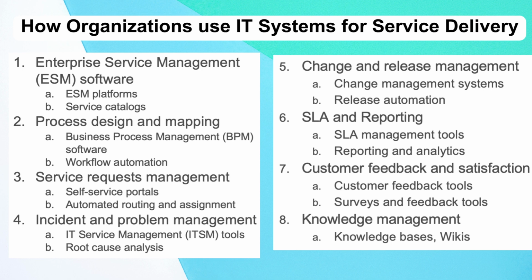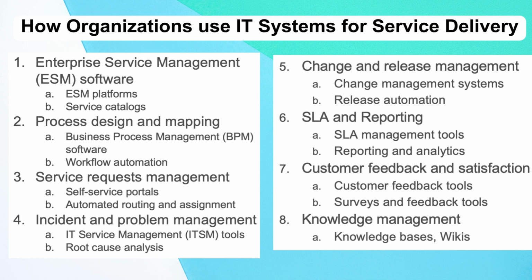Number 5 is change and release management. Change management software and release automation software fall into this category. Change management software helps organizations to plan, track, and manage the changes to services and infrastructure. So it minimizes the risk associated with changes. And the release automation systems automate the deployment and release of new services, updates, and configurations. So it reduces the downtime.